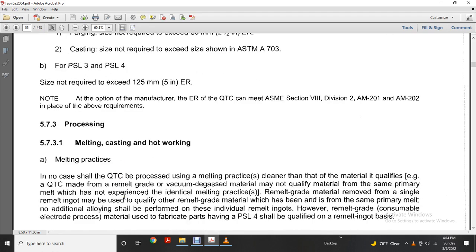Processing, metal casting, and hot working. In no case shall the qualification test coupon be processed using a melting process other than that of the material it qualifies. A qualification test coupon made of vacuum degassed base melt grade of the qualified material, with the same primary melt, will experience identical melting practice. Melt grade material with a single remelt ingot may be used to qualify the remelt grade material which has the same primary melt. No additional alloying shall be performed on these individual remelt ingots. However, the remelt grade is a consumable electrode process.